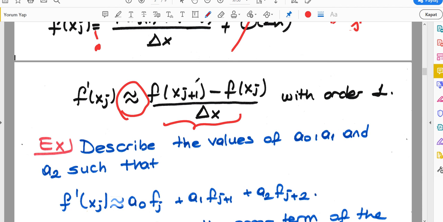Because in engineering problems, generally you need to use higher order approximations. If your approximation order is increasing, this will be helpful for your solutions because it gives you a fast solution, as well as a more accurate, more correct solution. So for this reason, studying with higher order approximation is a better choice.